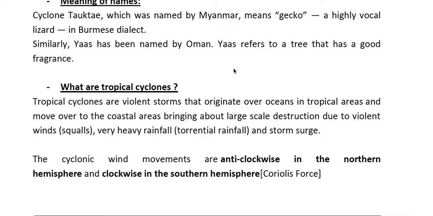So, do you know what tropical cyclones are? Can you define them? Here the definition becomes important. Tropical cyclones are violent storms that originate over the oceans in tropical areas. And obviously, they bring a lot of destruction due to the winds, heavy rainfall, squalls. Squalls are violent storms.